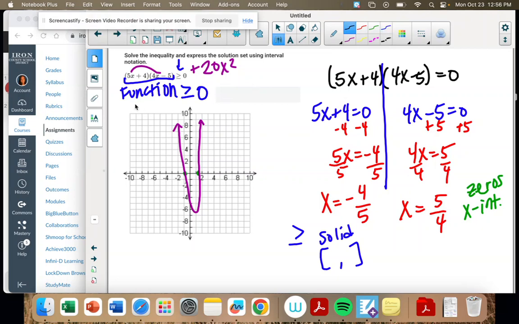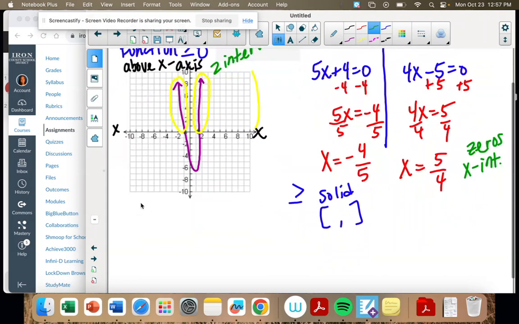So greater than means above the x-axis. So here's the x-axis. And we want to look above. So up here. So we have this line. Then it breaks. And then we have this line. Okay, so we're looking at 2 intervals because there's 2 separate lines.